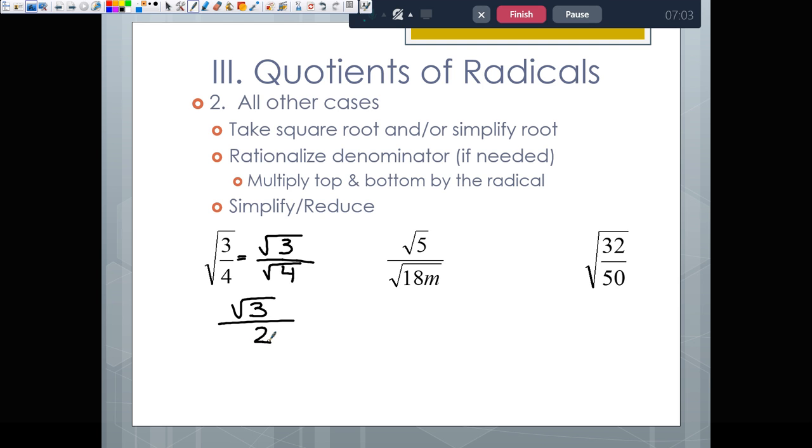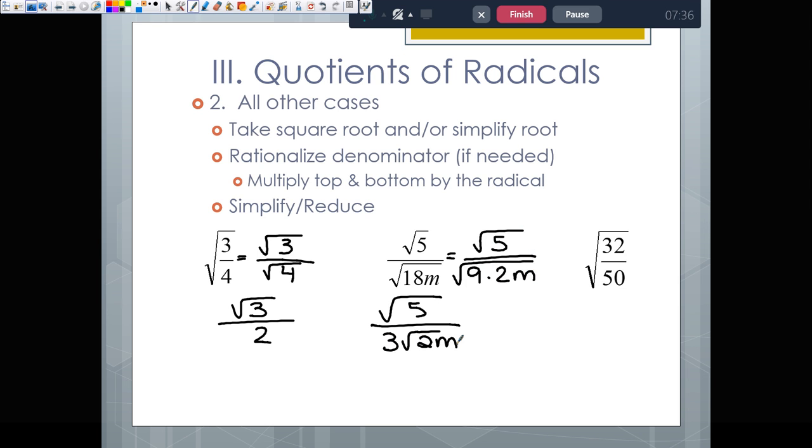All right. Can 18 go into 5? No. Can 5 go into 18? No. Okay, so there's no simplifying I can do. I can break apart 18: yes, 9 times 2. This is the square root of 5 over the square root of 9 times 2m. So this has become the square root of 5 over 3 square root 2m. Alright, so everything's reduced, but there's still a radical in the denominator.